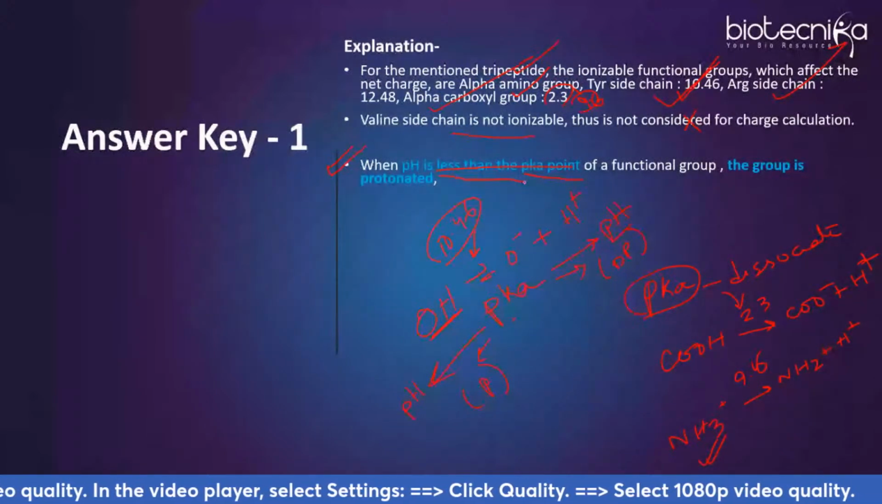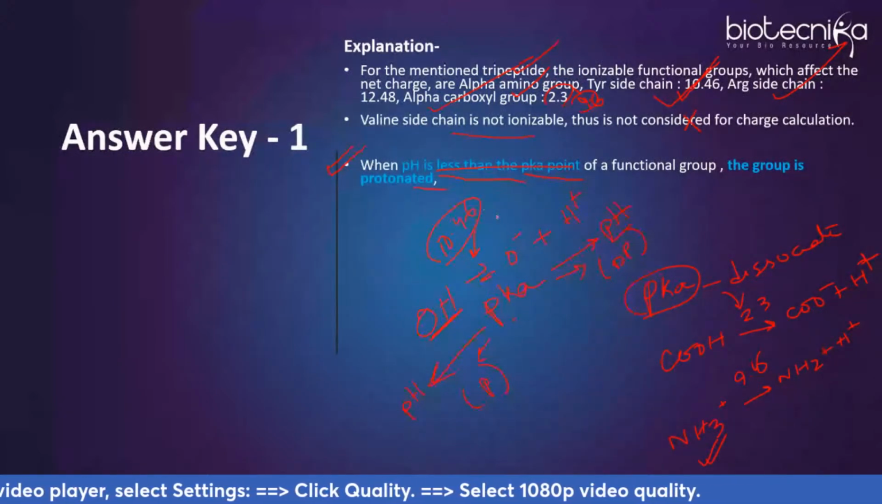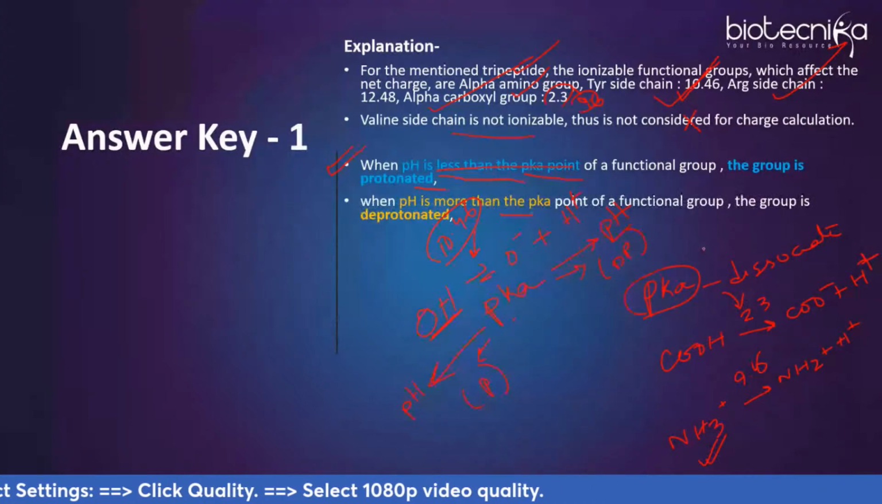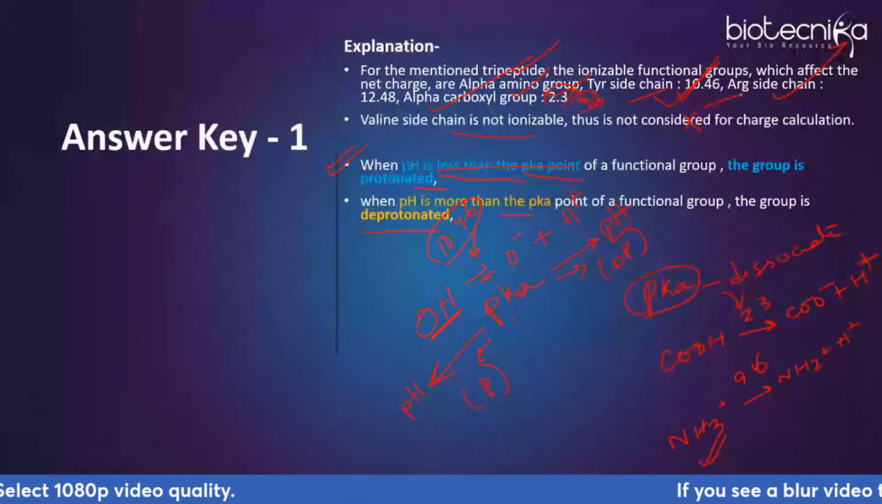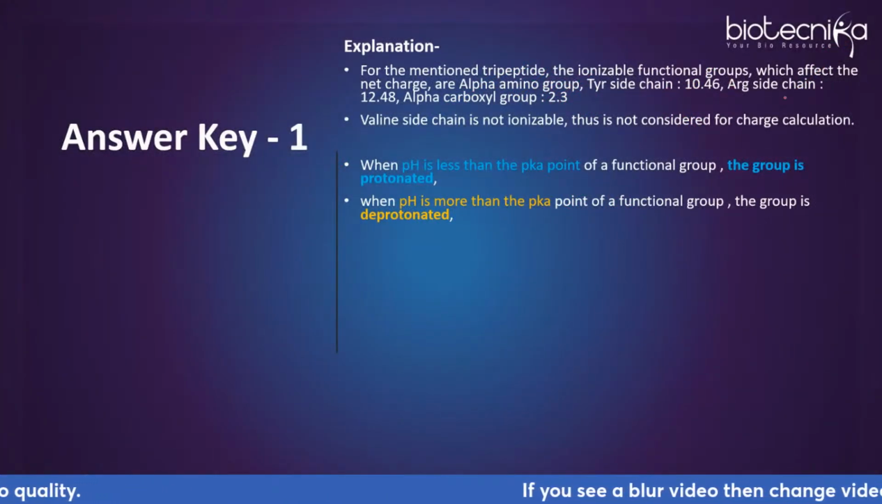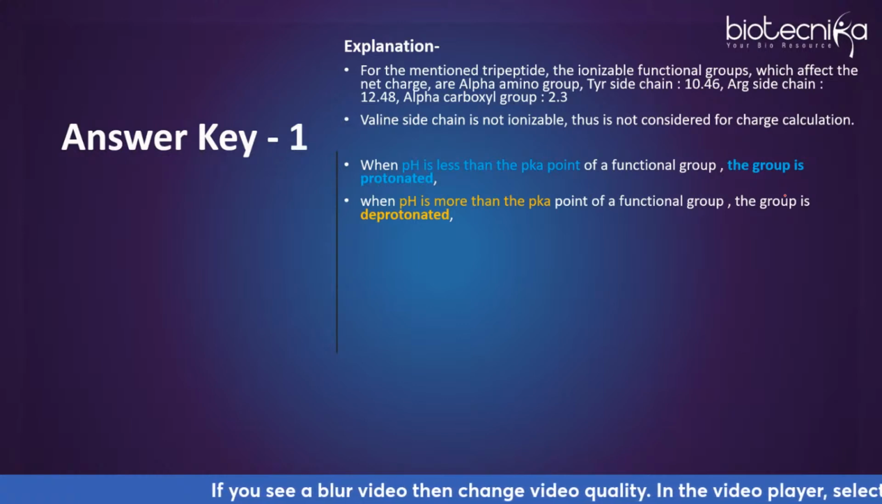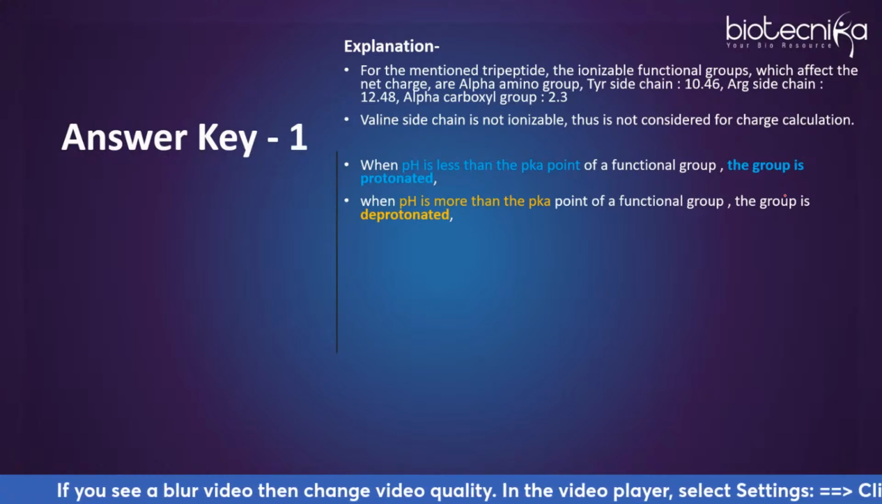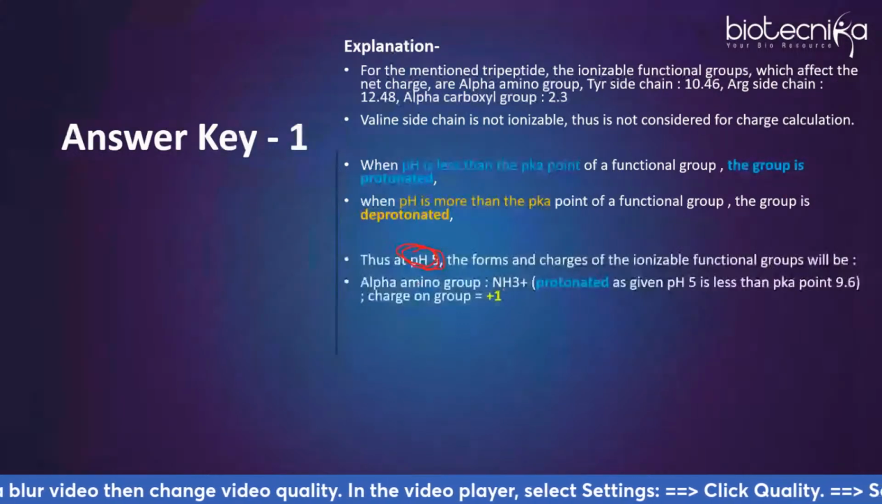If the pH is less than the pK point, the group is protonated. If the pH is above the pK point, the group will be deprotonated. Now we will consider each of these groups and see what the protonation and deprotonation will be, right? So I consider all these groups. So let's check the amino group.